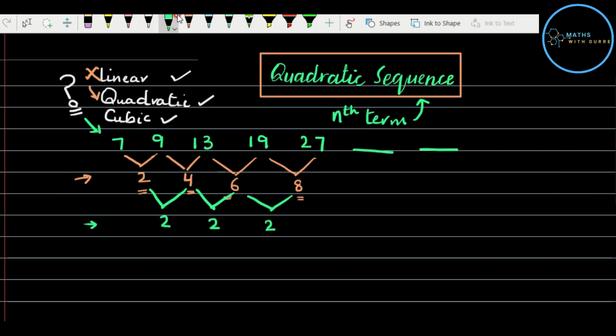Yes, it means at the second step, or the second layer, you are getting the same constant term as the difference. So that is called a quadratic sequence, and you can find the nth term of a quadratic sequence easily. Before moving towards the nth term calculation, we will find the next two terms. Let's start.